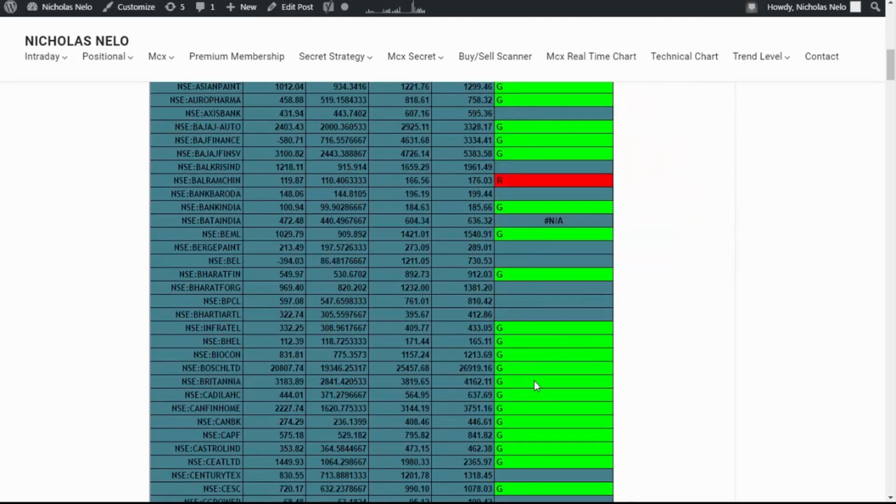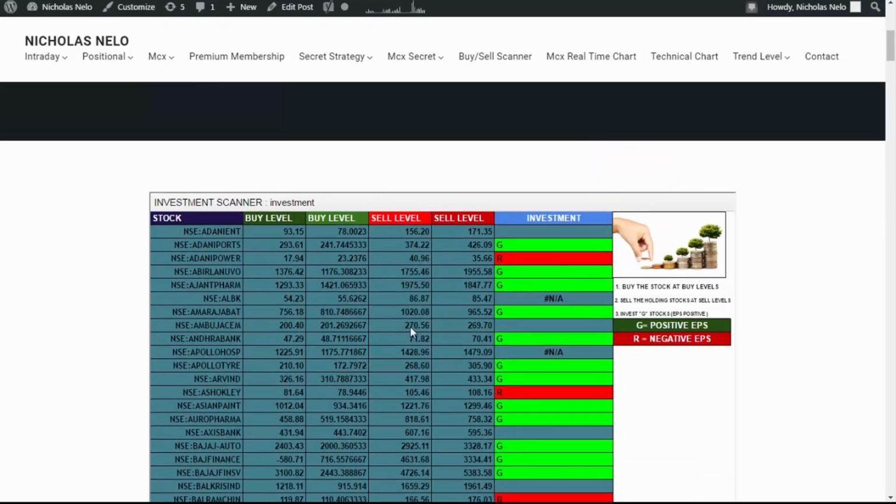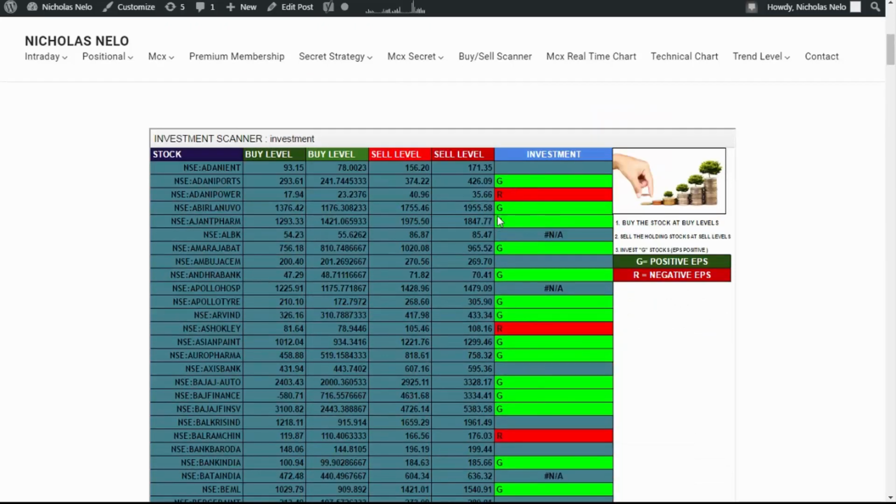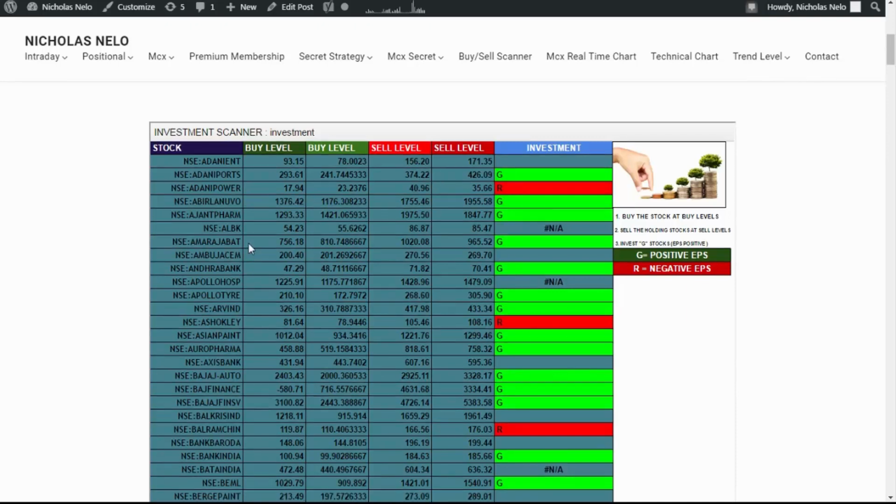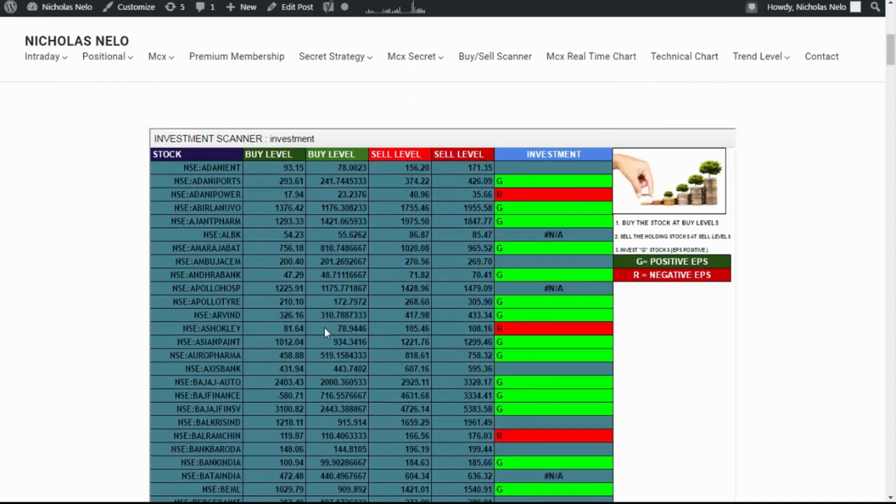So first of all, once the stock touches this buy level, check the investment G or R. If you see G, you just buy at the buy level, hold the stock, and sell it once it comes to the sell level. If you are already holding any of these stocks, once it reaches the sell level, just sell it. So this is the one scanner.